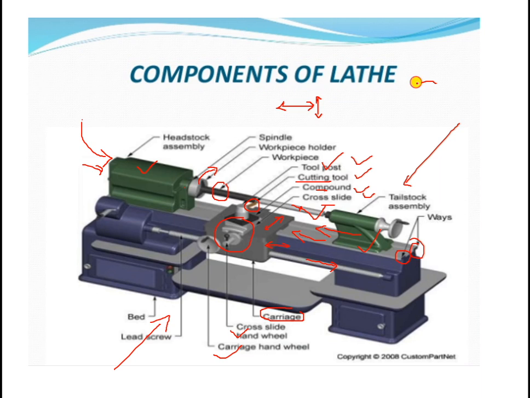Guideways can have a trapezoidal structure like this one, and the tailstock assembly moves along them. The remaining part is the bed of the lathe, on which all these things are mounted. Here is the mechanism used for moving this lead screw, which is helpful in thread cutting operations.